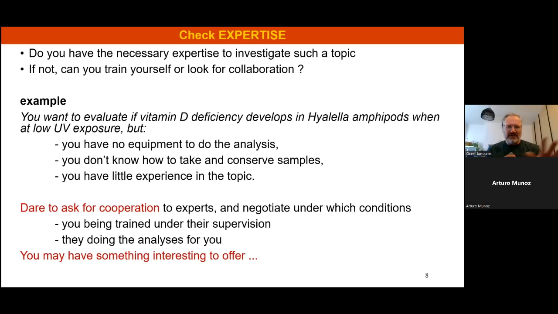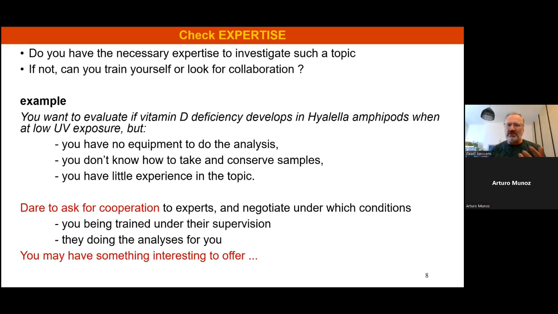And then finally, you have to check for novelty, you have to check for relevance, you also have to check for the expertise. You should not assume that you know everything yourself. I do that always for every project I do. I always think, okay, what type of disciplines do I need to have a full coverage of the expertise that I need in a certain project for a certain idea. So the question is, do you have the necessary expertise to investigate such a topic?